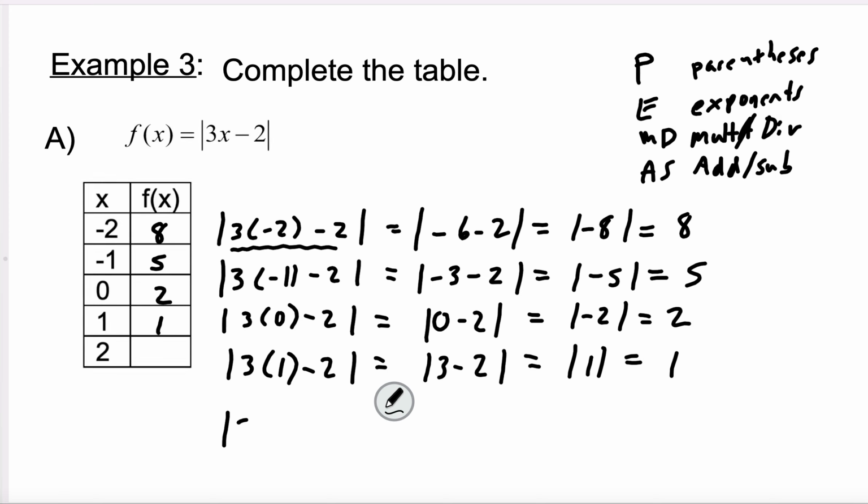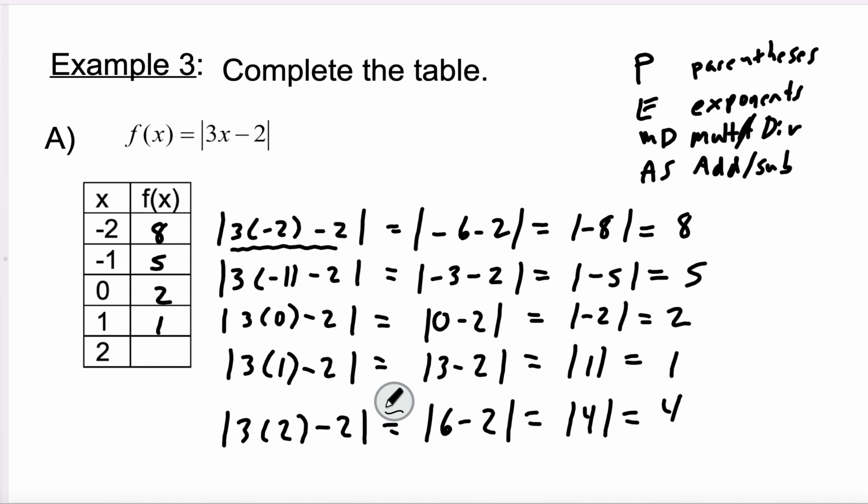And then our last one here, 3 times 2 minus 2. 3 times 2 there is 6. Minus 2 is 4. Absolute value of 4 is 4. So there we have our nice completed table there, given its function.